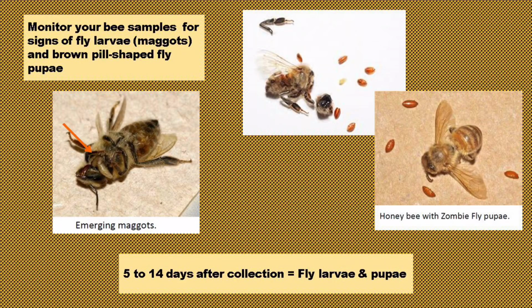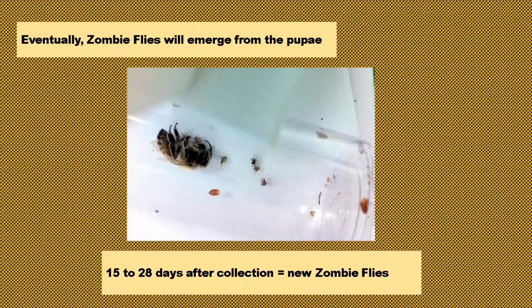Now, this project might take one day if you don't find any bees, or several days if you do find some bees. Typically, it can take anywhere from 5 to 14 days after collecting your bees for the fly larvae and pupae to appear, and anywhere from 15 to 28 days for those pesky zombie flies to emerge from its poor honeybee host.